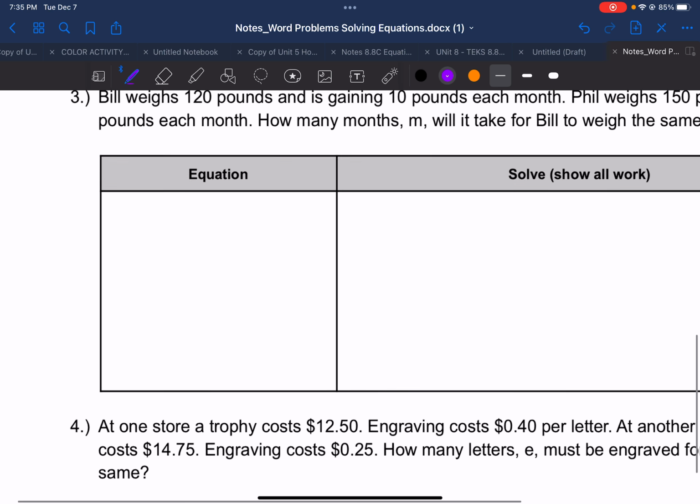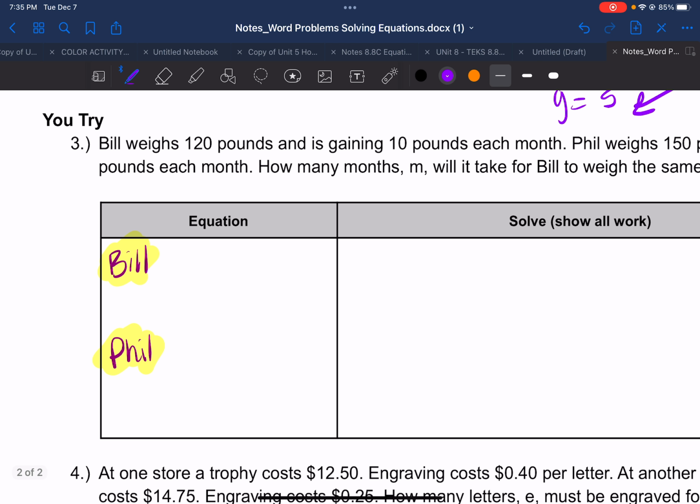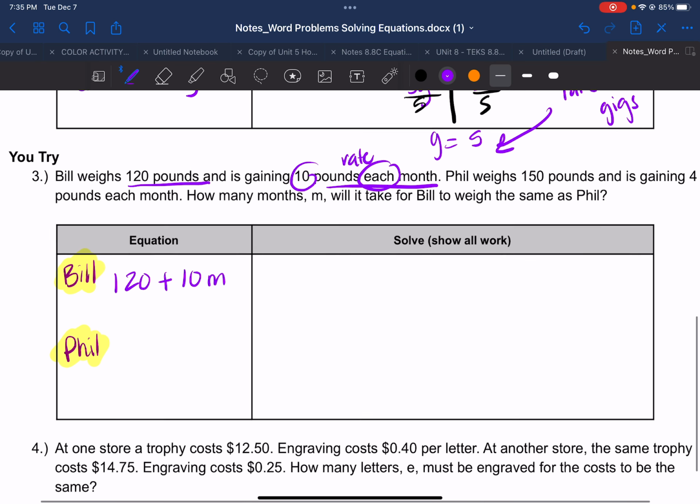All right, so let's write both of their names down. So we know we have Bill, and then we have Phil. Let's go ahead and write these equations for Bill and Phil. So we have 120 pounds, and then we have 10 pounds each month. So each month tells us this is going to be our rate. So we have 120 plus 10M. Okay, so we have that expression for that one.